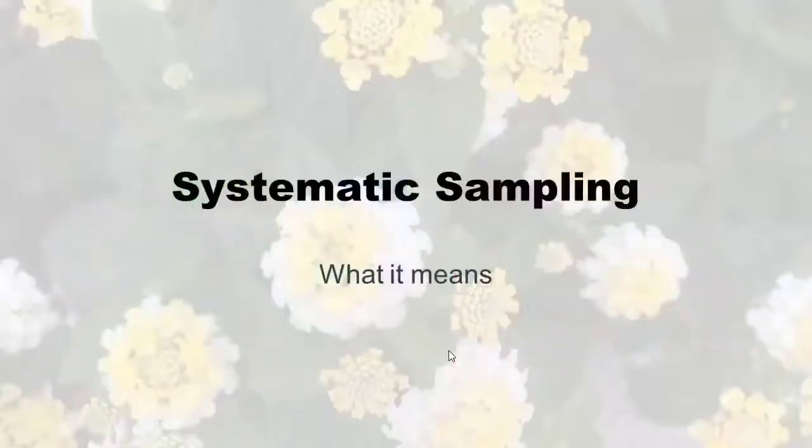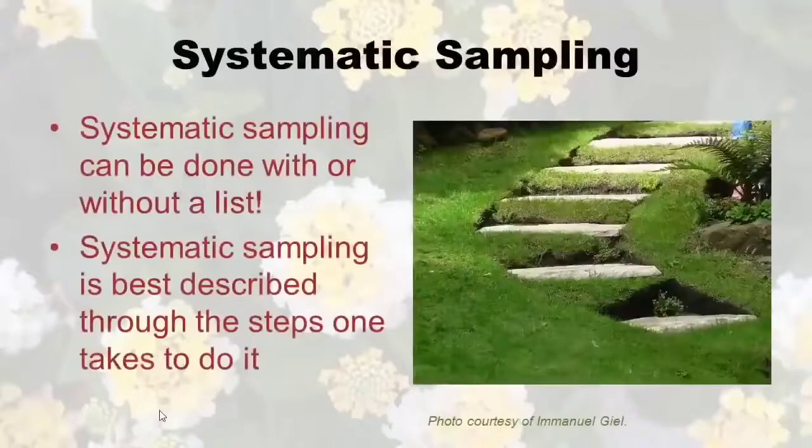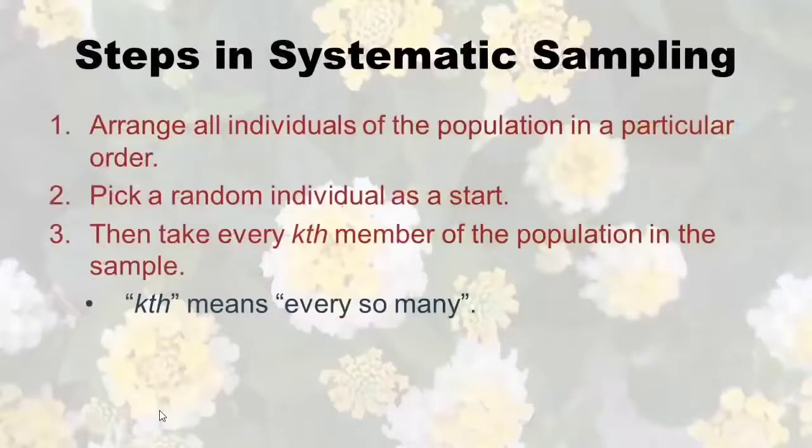Alrighty, now we are going to move on to talk about systematic sampling. Systematic sampling can actually be done with or without a list, so it's a little more flexible than the kind of sampling we've been talking about. It's easier for me to define it by describing the steps you go through to do it. So I'm just going to explain how to do it and then you'll understand it. In fact, you'll understand why it's called systematic.